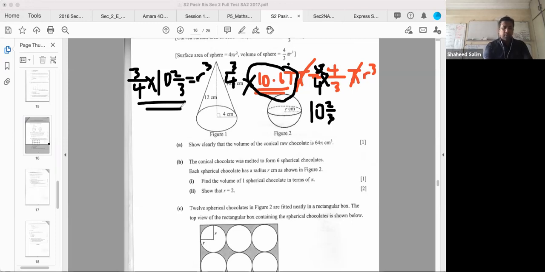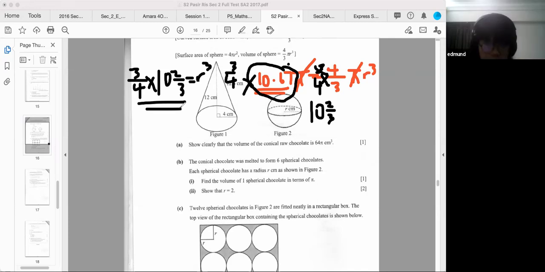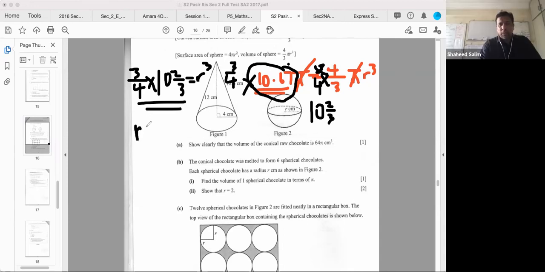You get 8. Okay, good. So R cubed is equal to 8. So cube root it, you will get 2. Cube root.